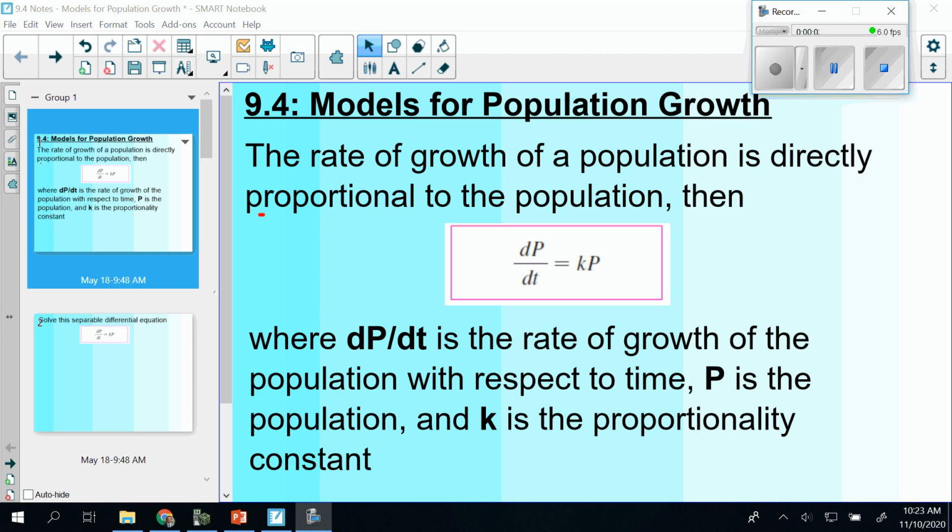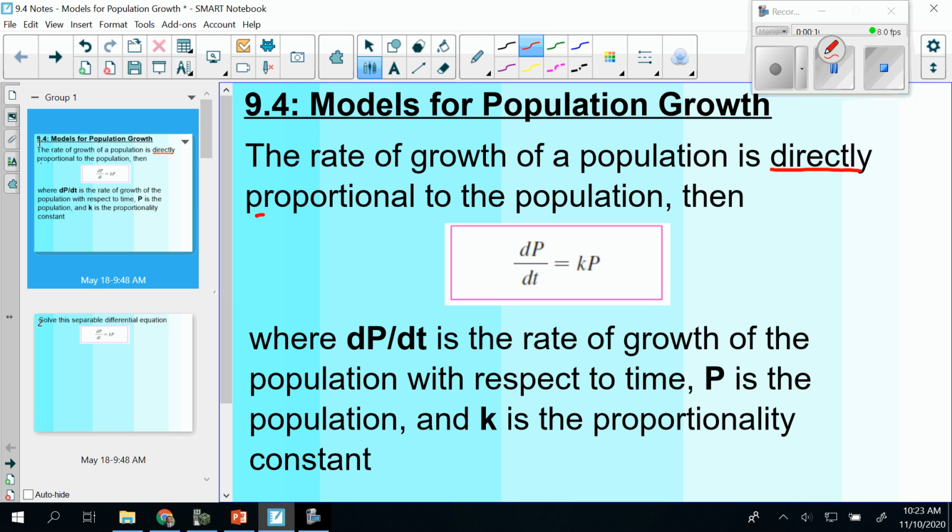All right, we're going to look at models for population growth today. The rate of growth of a population is directly proportional to the population. Then you get this differential equation shown here, where dP/dt is the rate of growth of the population, because P is population, T is time. So rate of change of population. P would be the population over here, and then k would be the proportionality constant. So anytime you're directly proportional, you're going to get an equation that looks like this.